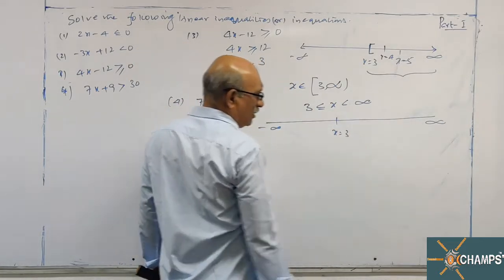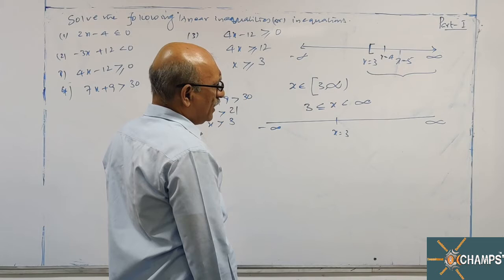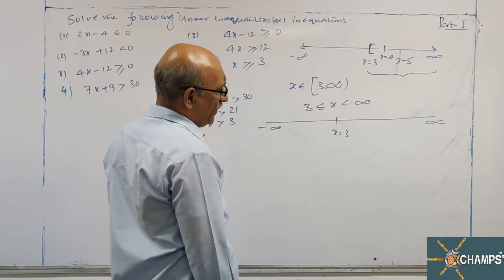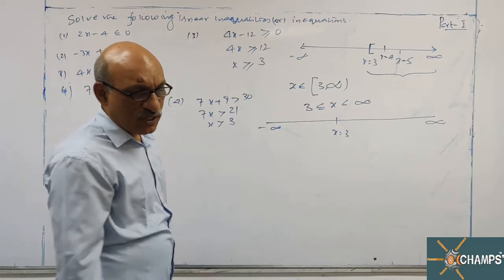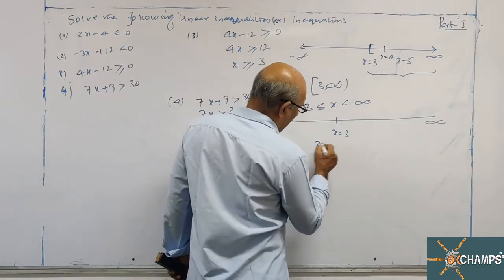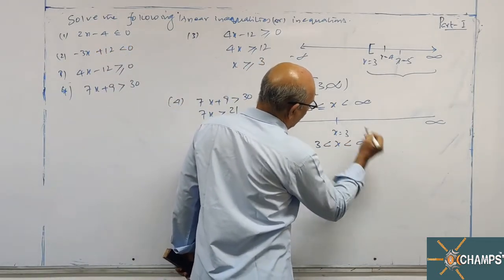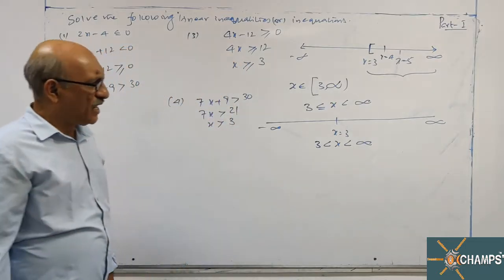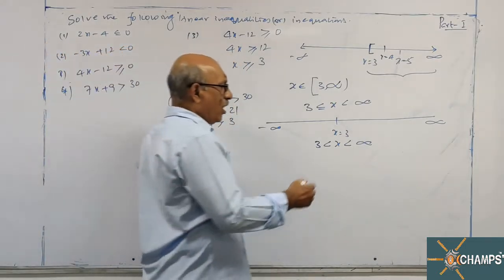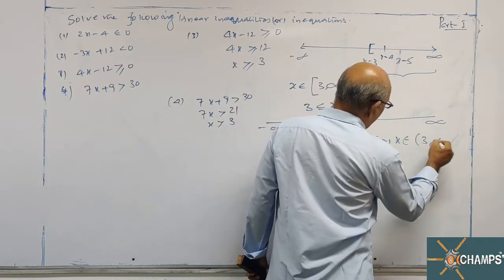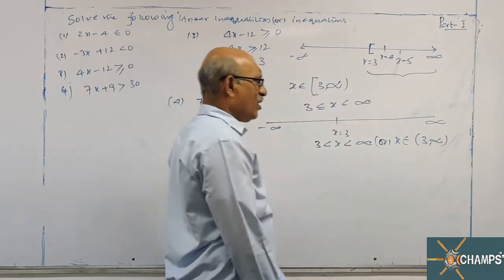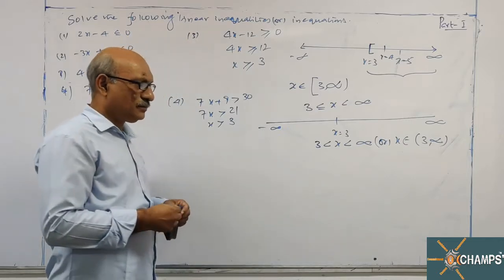It means it will take the right hand side values of x equal to 3. And 3 is not included because there is no equal to sign. How can I write it? 3 less than x, x less than infinity. Or x belongs to 3 to infinity.